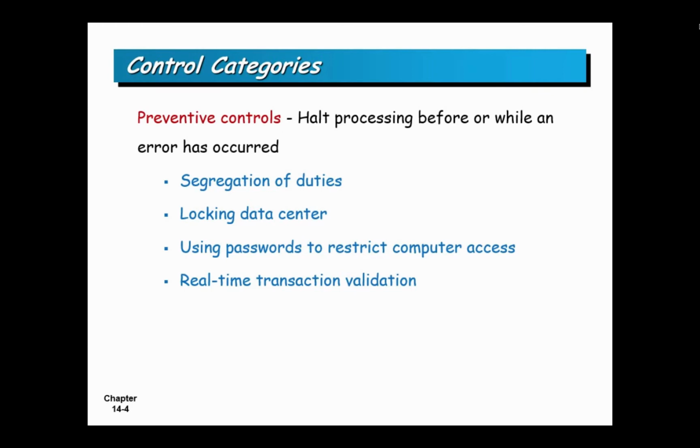And then real-time transaction validations. You type something in, it's wrong. Let's say you type in the wrong credit card number. It comes back immediately and says that's not a real credit card number. It prevents you from putting in a transaction with the wrong credit card number. Those are all preventative. They stop a problem before it happens. The best kind of control if you could do it, right? The cost is the smallest.